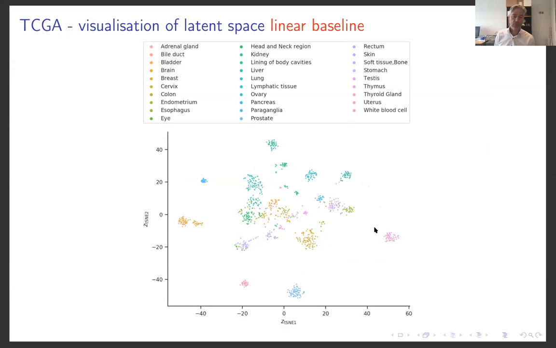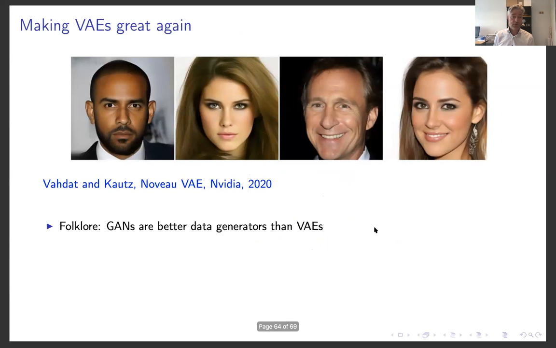I also have a few more slides about some cool new variational autoencoder applications. One thing that has been like a folklore in the generative modeling community for some time is that, at least if you look at images, generative adversarial networks are better at generating something that looks like real-world data.